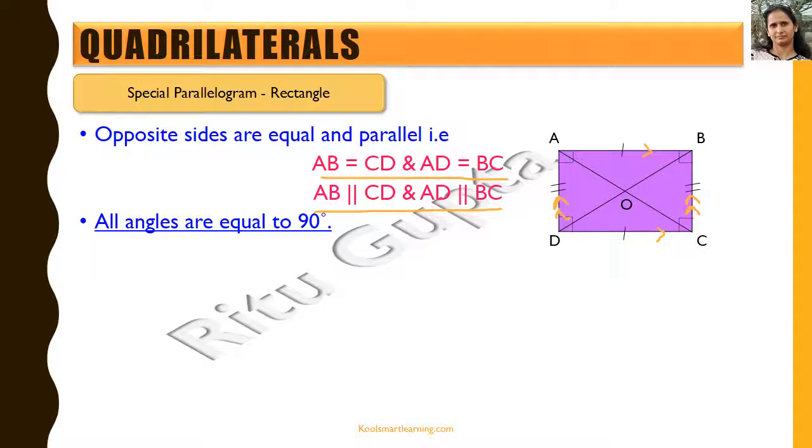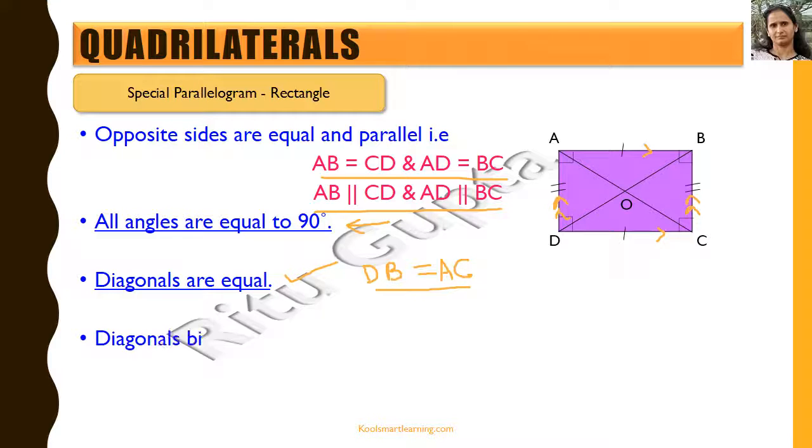So now the specific condition which is met only in case of rectangle is that all the angles are 90 degree. Angle A is equal to angle B is equal to angle C is equal to angle D, and all of them are 90 degree. The diagonals in case of a rectangle are equal. So we are saying DB is equal to AC. So this is not the case with the normal parallelogram, but rectangle is a special case of parallelogram, meets this criteria.